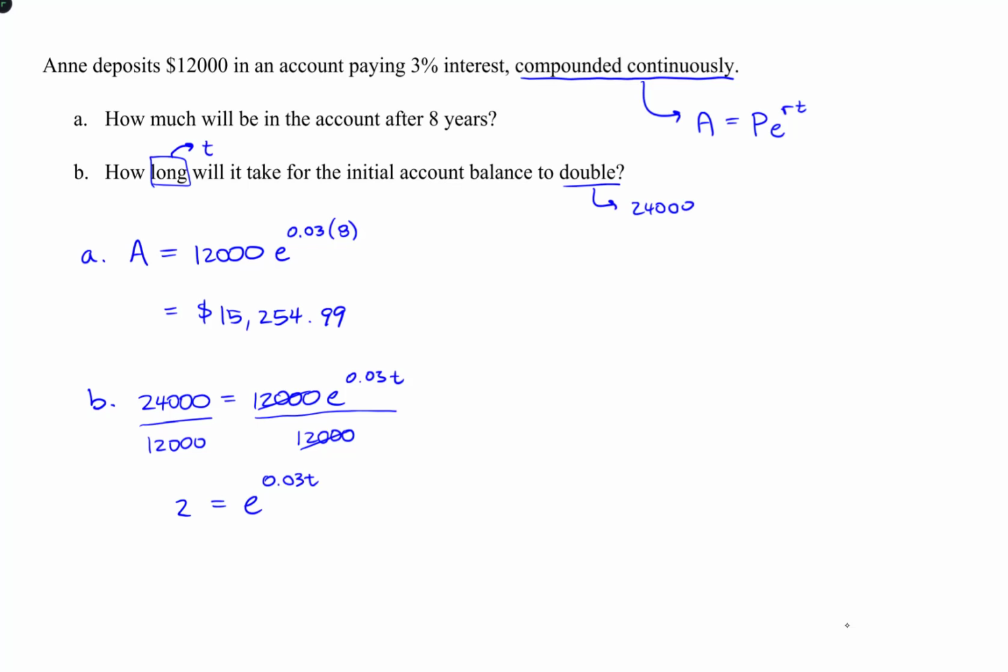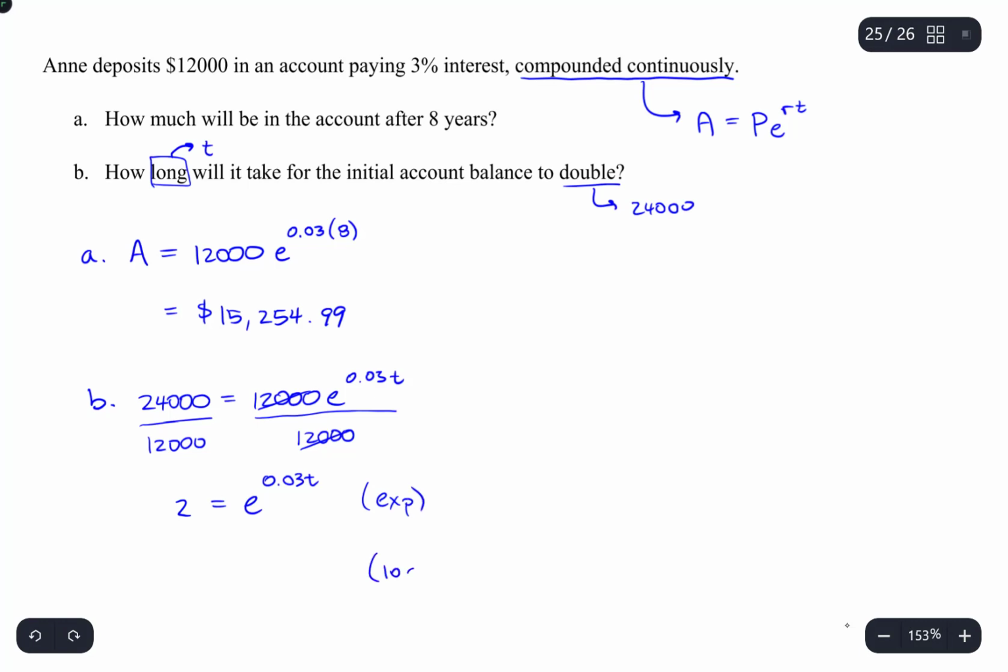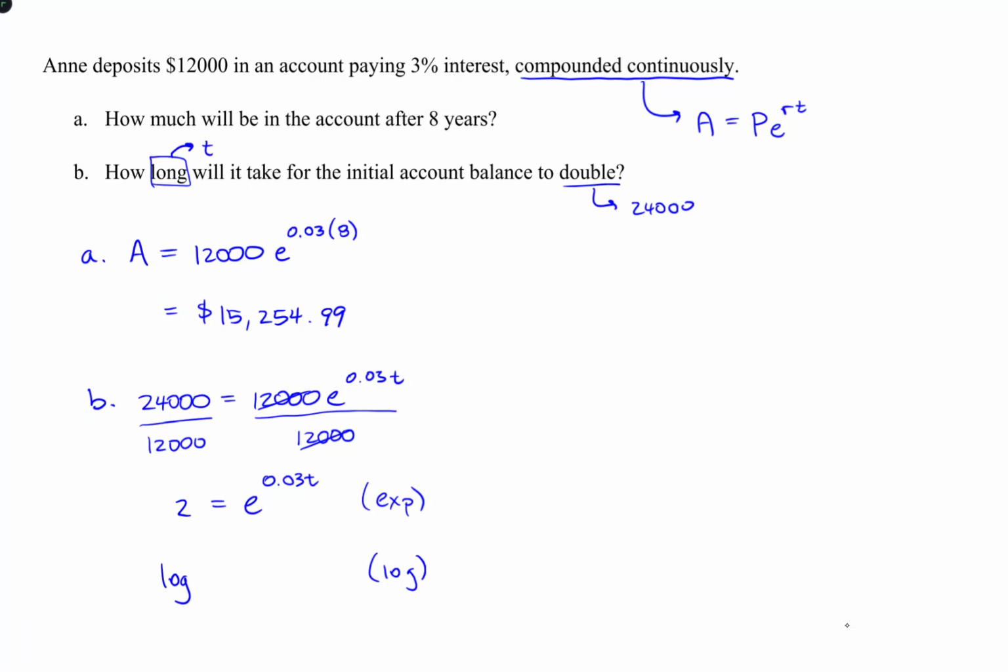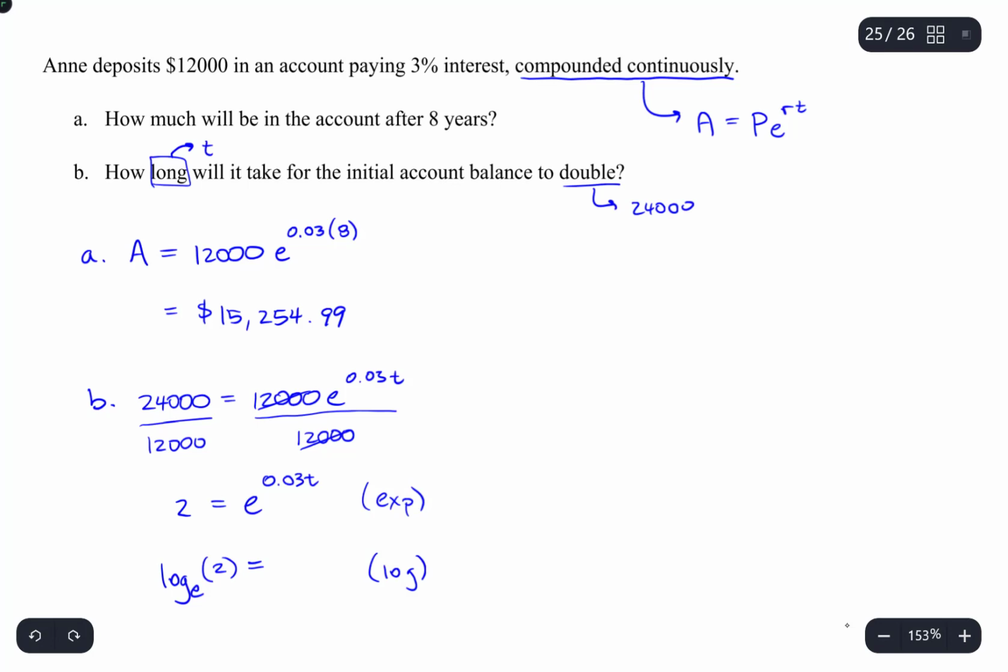But we do have a variable in the exponent, so we do need to change this into logarithmic form. So this is my exponential form of the problem. The logarithmic form is going to look like a log base, whatever the base of the exponential is, so base e, of the result of the exponential, which is 2, and then the result of a logarithm is an exponent, so that's equal to the exponent.